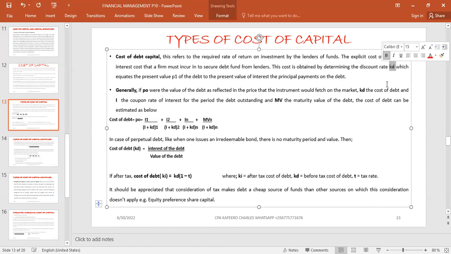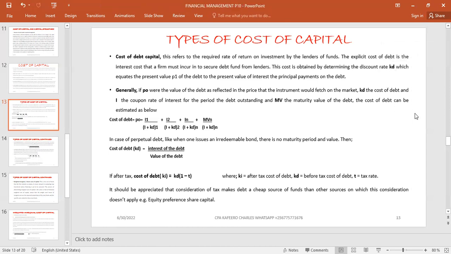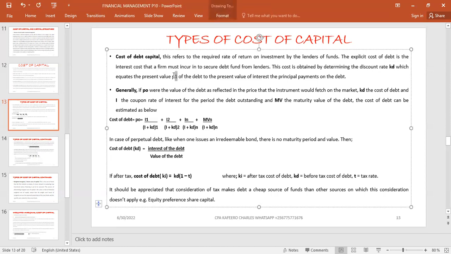So we are saying which equates to the present value, P1, meaning present value of period 1, of the debt, to the present value of the interest and the principal payments on the debt. What we are trying to look at is that when you are determining the discount rate, how are we going to convert?